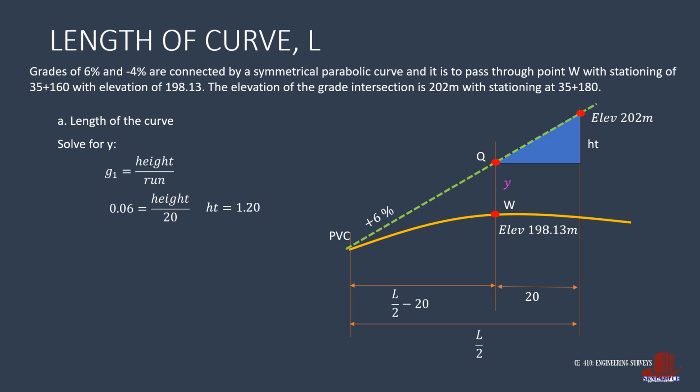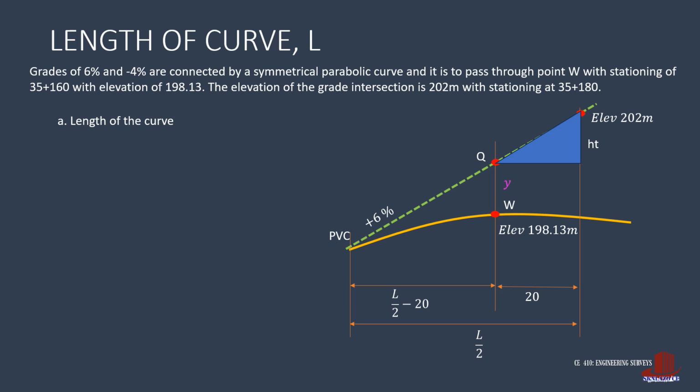Now using the elevations, starting from PVI, which is 202 meters, deduct the height taken from the gradient, which is 1.2. The elevation of Q is then 200.80. This is just a little above point W, and since we are looking for their gap, we again subtract the elevation of W, that is 198.13, giving Y as 2.67 meters.